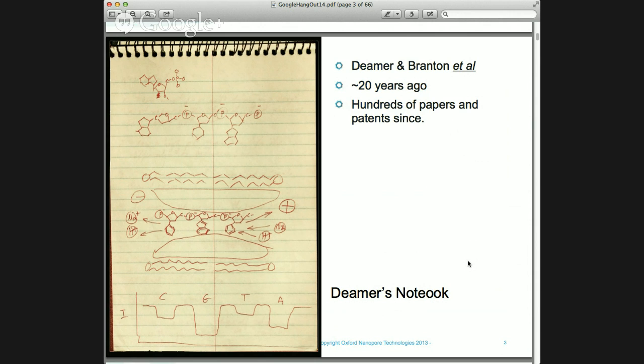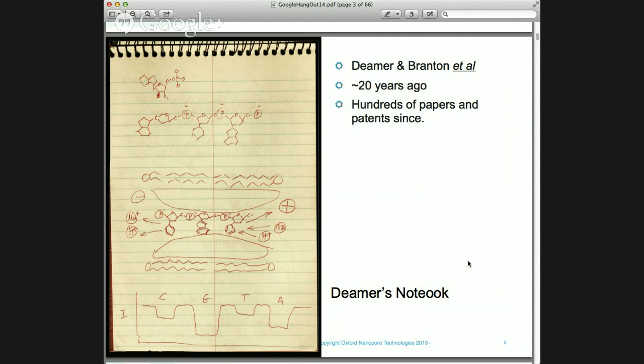It's very simple. A strand of DNA moves through a channel, and that channel is insulating. And ions move through, and we detect current. And he sketched out a picture of what he thought the signal would look like at the bottom there.